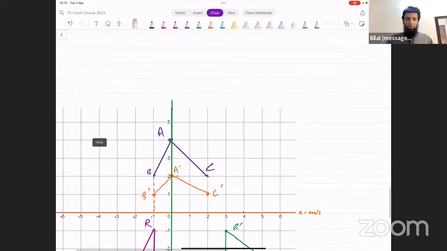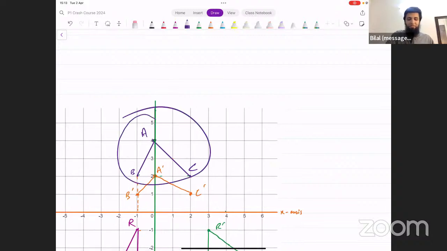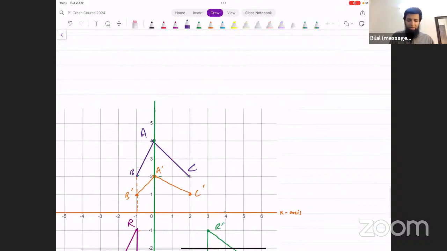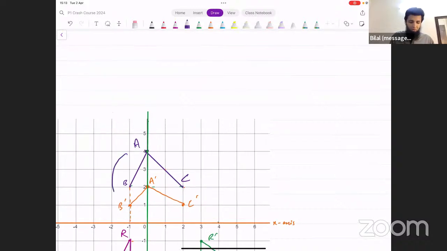What do you think? If you have to go from this figure ABC, it's not exactly a triangle now, to the one in orange, what transformation do you think has happened here? How would you describe this transformation? Any idea? A stretch by scale factor of 1/2. Stretch by scale factor 1/2. So that's very good, but you also have to tell the direction. Is it vertical stretch or horizontal stretch?